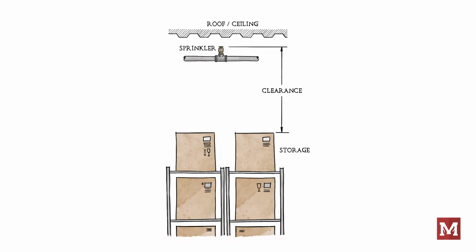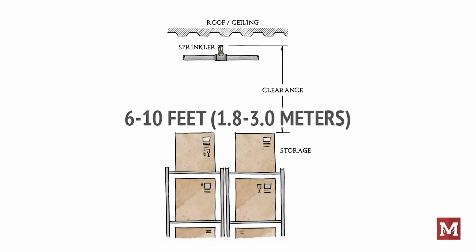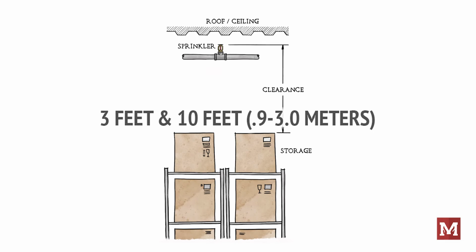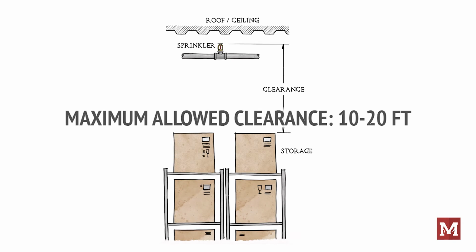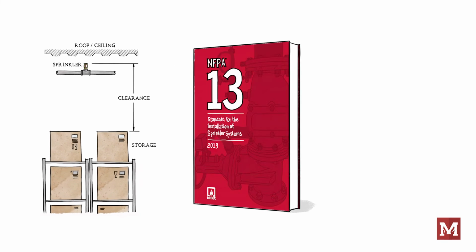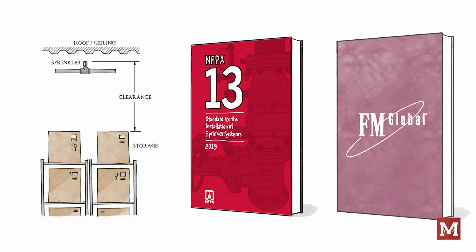Most performance tests are realized with a clearance between 6 to 10 feet, 1.8 to 3.0 meters, and the ideal target is between 3 feet and 10 feet, or 0.9 to 3.0 meters. For that reason, the maximum allowed clearance should be between 10 and 20 feet, depending on the type of storage arrangement, type of sprinkler, and type of commodity classification. These arrangements and limits can get complex, but they originate from the storage chapters of NFPA 13 and the limitations set forth in insurer criteria like FM Global.